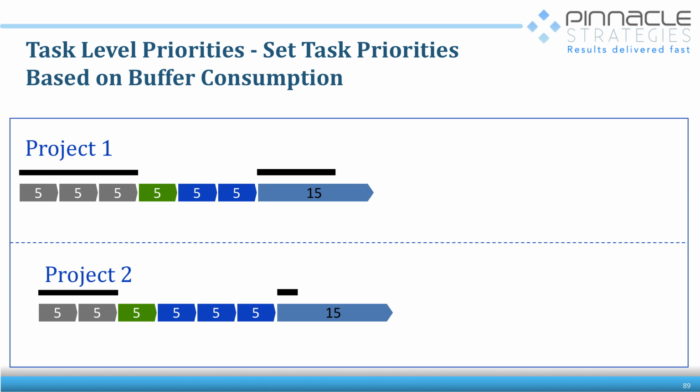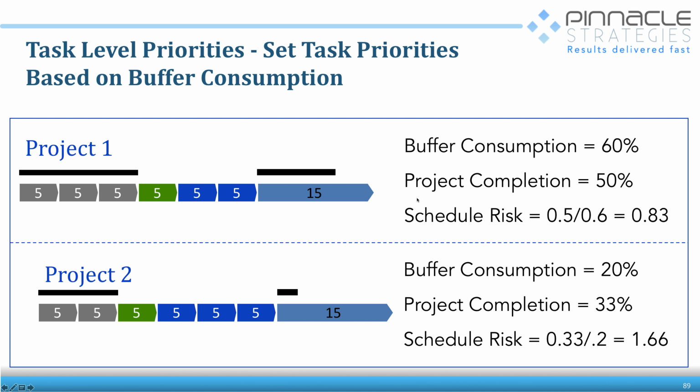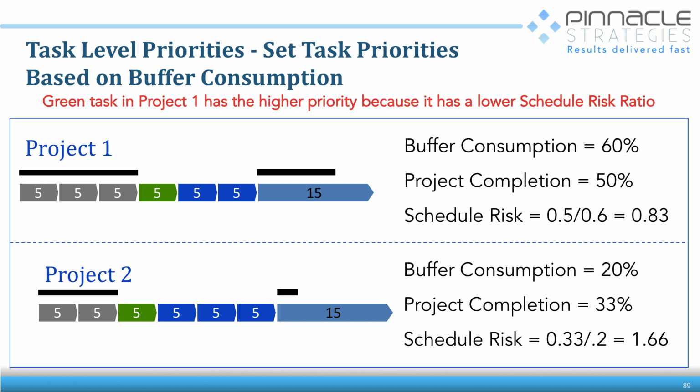Now we can also take this to the task level as well, right? So we can say, all right, this task right here, its schedule risk value is 0.83. This task, its schedule risk is 1.66. So we can take this ratio and we can assign a number to a task and then create a priority. So we can take these numbers and we can apply them at the project level, at the portfolio level, and say this project goes ahead of this one.